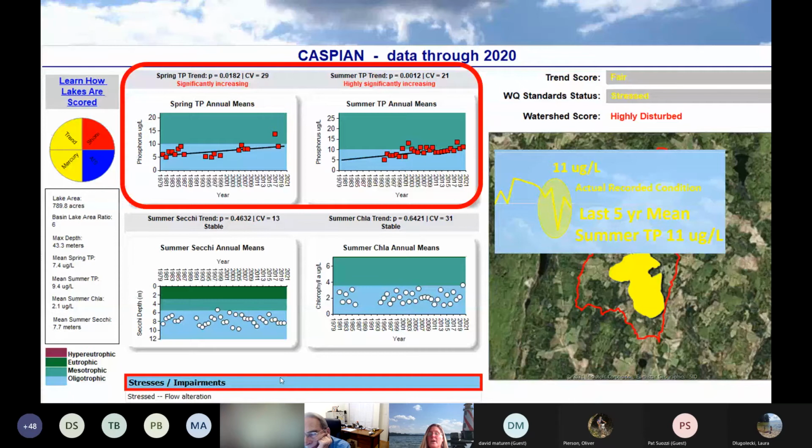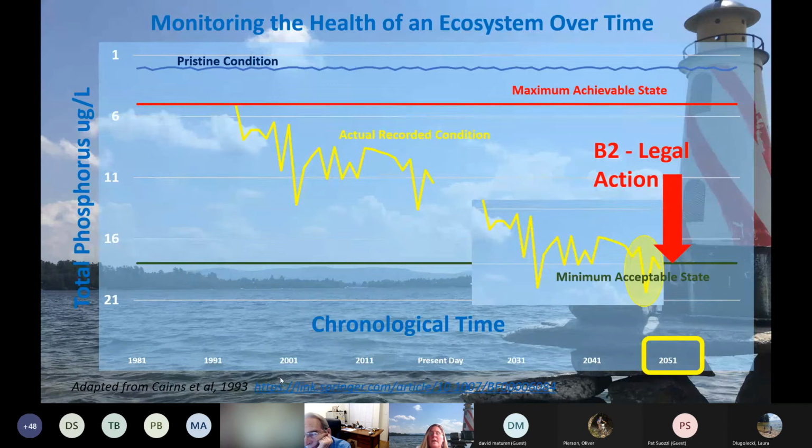We see from the Vermont Lake Scorecard that while the last 5-year mean TP is 11 micrograms per liter, the overall trajectory of the phosphorus levels in both the spring and summer are increasing. So at the moment, we are waiting until this lake hits 18 micrograms per liter to list Caspian as impaired for phosphorus. At the moment, action in the form of listing it as impaired for aesthetics or phosphorus won't happen until degradation is so far gone that restoration is likely no longer possible, at least not with interventions in the watershed, along the lake shore, in the lake itself, that would be very expensive and likely very unpopular.